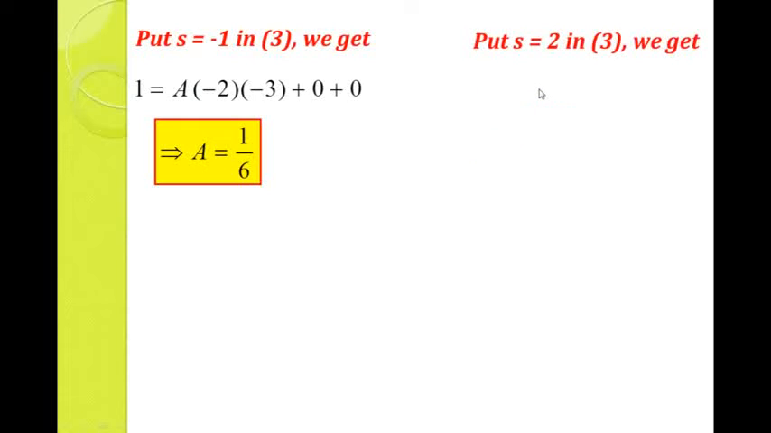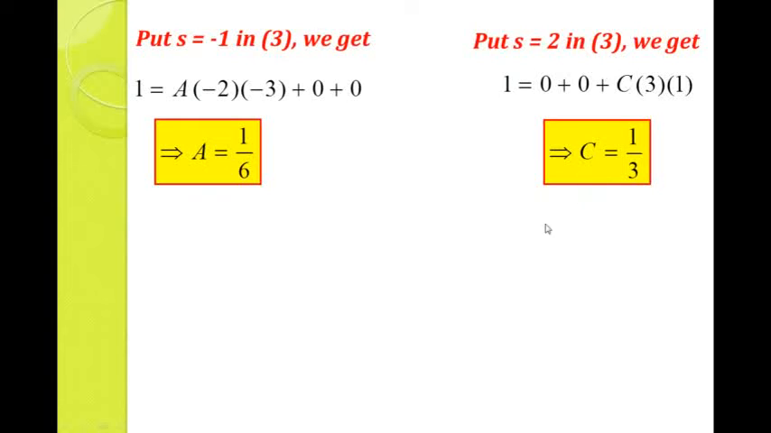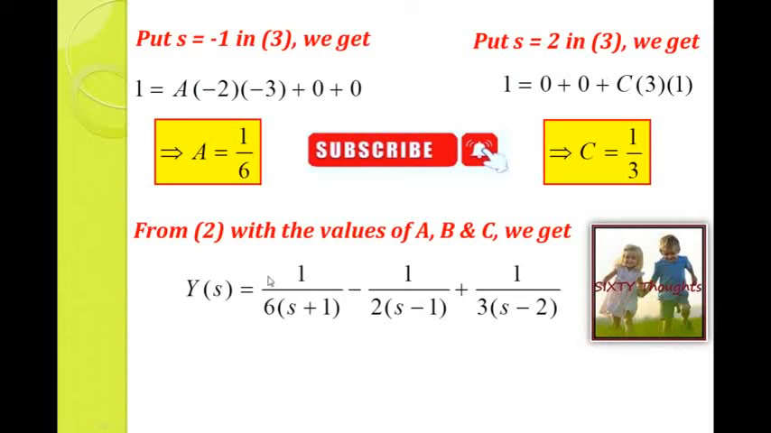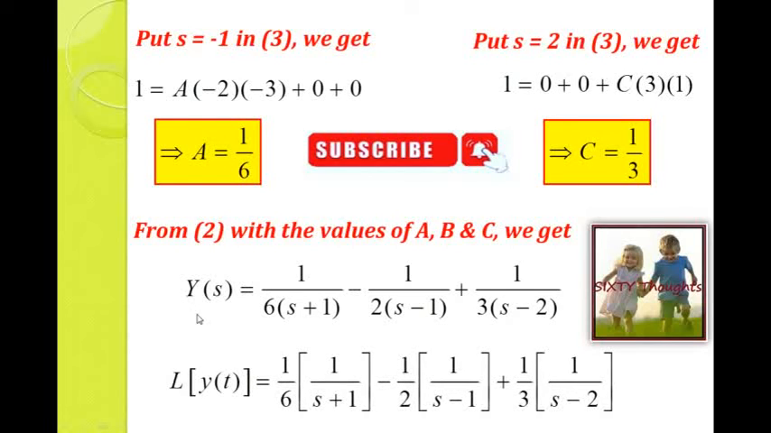Similarly, I am going to substitute s equal to 2 in equation 3. We get 1 equal to 0 plus 0 plus C into 3 into 1. So after simplification, we get C equal to 1 by 3. So now substitute A value, B value, C value in equation 2. We get Y of s equal to 1 by 6(s plus 1) minus 1 by 2(s minus 1) plus 1 by 3(s minus 2). We need y of t value, so we can write Y of s equal to L of y of t equal to this term.